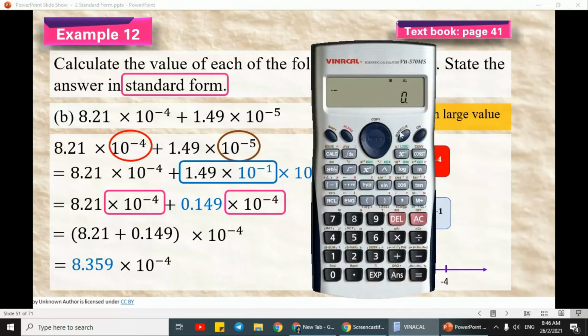So here, let's continue with the calculator. You can check the answer: 8.21. Just now we know this one is directly exponent negative 4, plus 1.49 exponent negative 5, equals. So the answer is 8.359 multiplied by 10 to the power of negative 4.